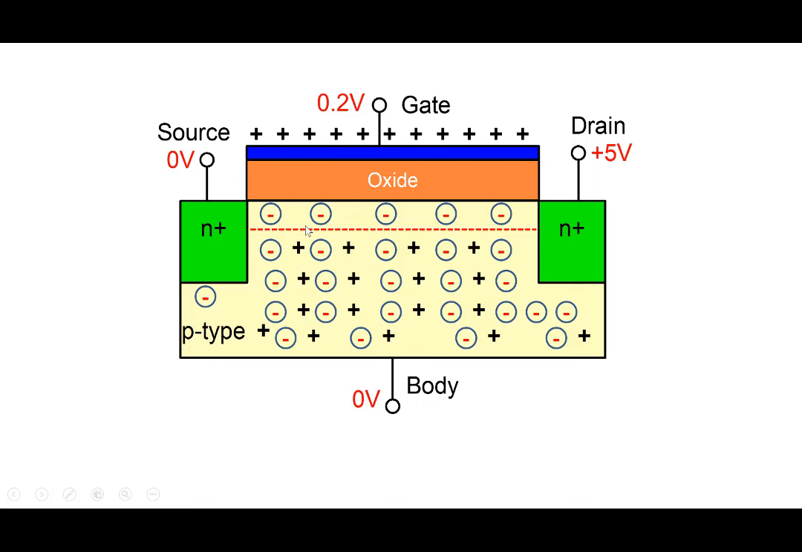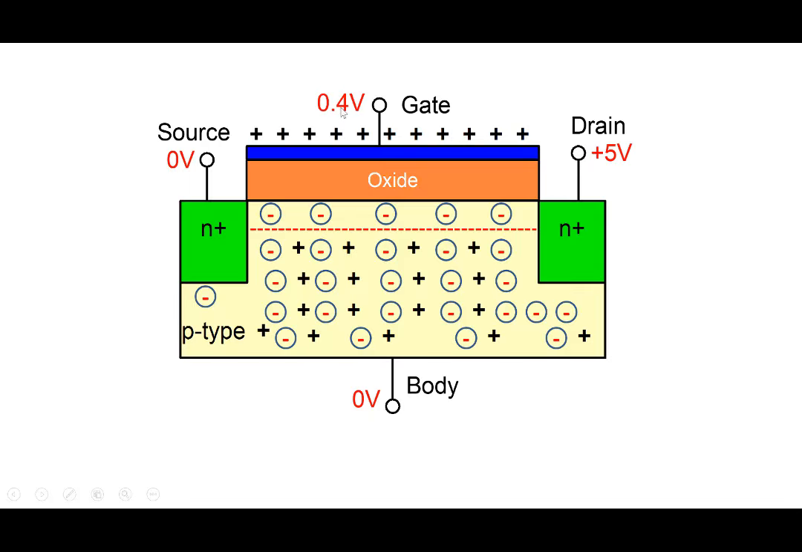So this is a simplified view. It doesn't mean all the holes have been pushed away, but just shows that a lot of holes have been pushed away from the surface, and positive charge has been put at the gate here. So depletion region is formed here.